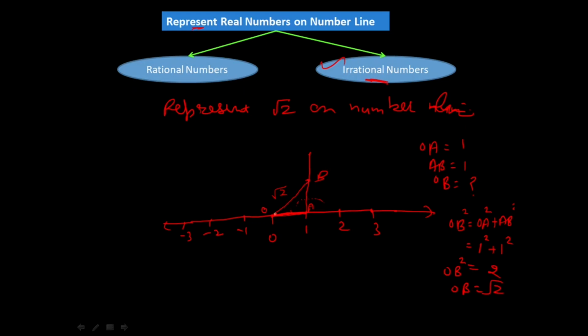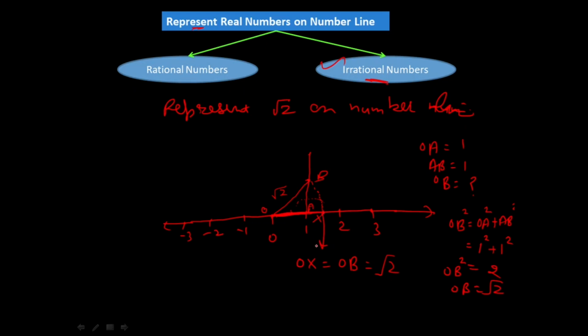Now take your compass, put it on O, and take the pencil over here and draw an arc like this. This point, whatever it is, just give any name. Suppose I am going to take it as capital X, this point. OX length is what? OX length is nothing but OB. And what is that length? Under root 2. What I wanted to show? Under root 2 on number line.